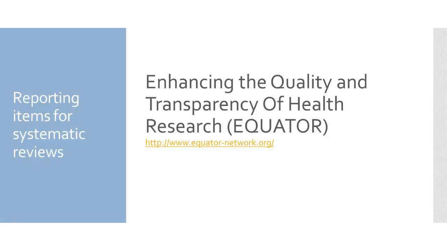Next, we will look at guidelines for what items to report in your systematic review. The Equator Network, or Enhancing the Quality and Transparency of Health Research, promotes transparent and accurate reporting of systematic reviews, meta-analyses, and other types of study designs. Their website contains a reporting guideline decision tree that will help you identify which checklist you should use.